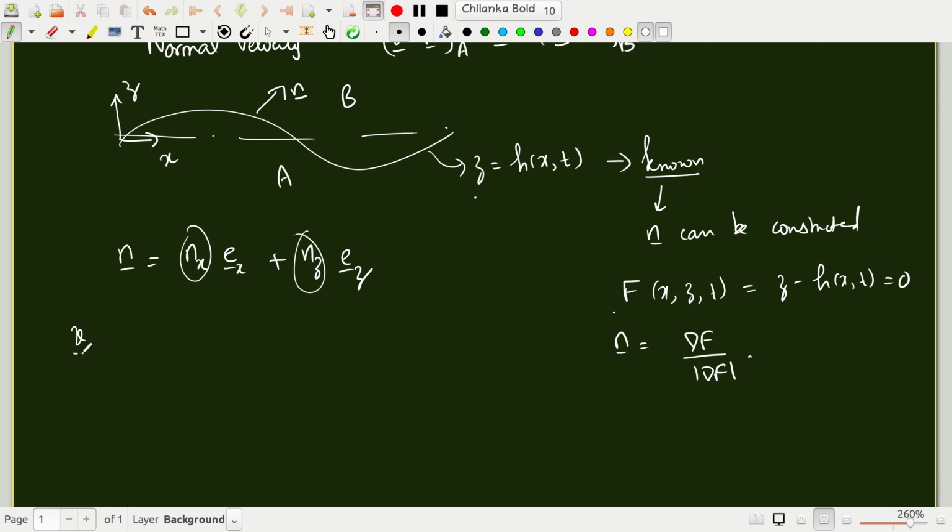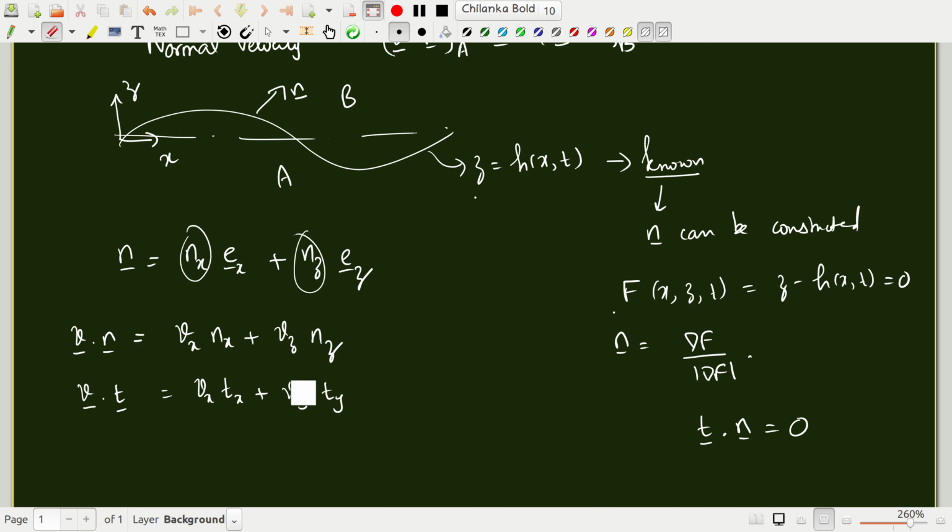So v dot n becomes vx nx plus vz nz, and once you find n you can find t, because t is perpendicular to n, so you can easily find the unit vector t. Then v dot t is given by vx tx plus vz tz.